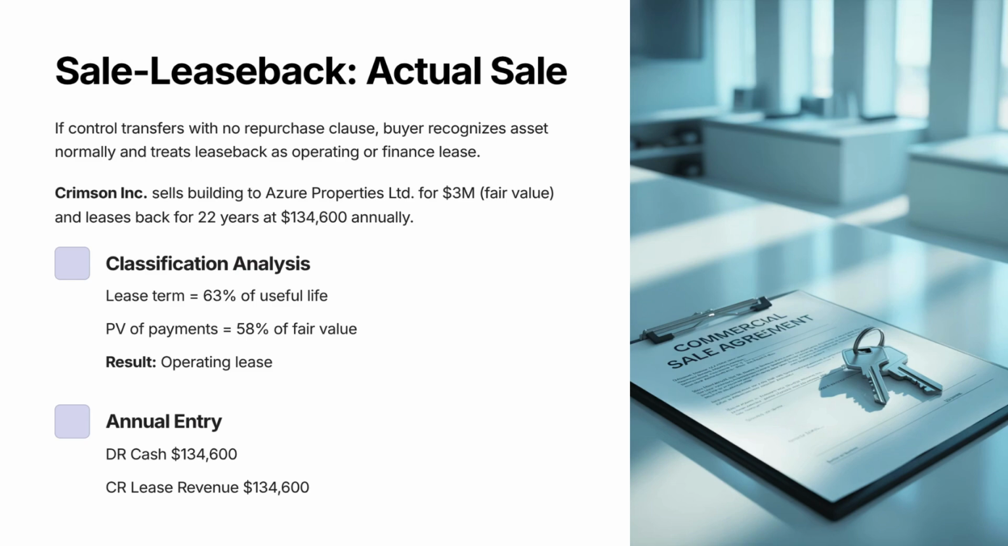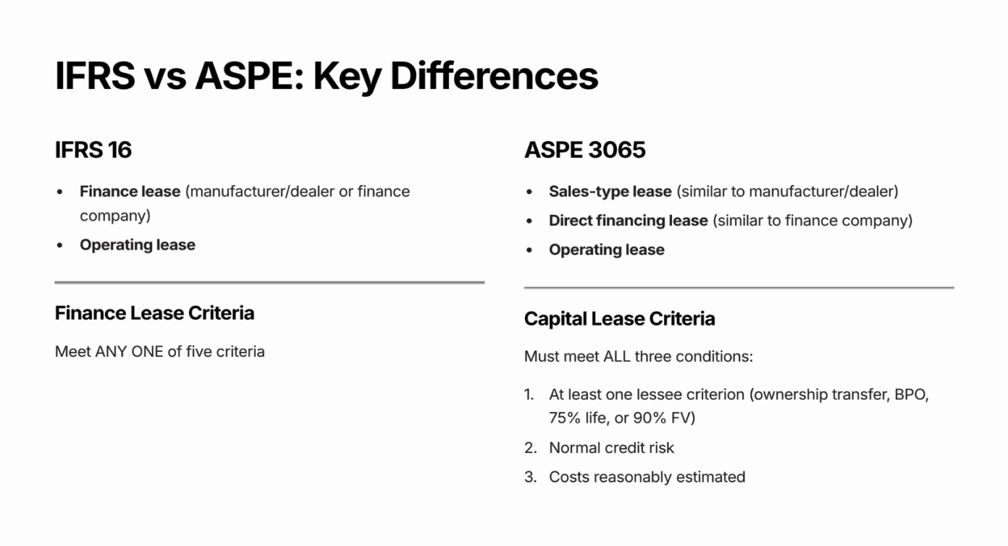Example, Crimson Inc. sells a building to Azure Properties Limited for $3 million, which equals fair value, and leases it back for 22 years at $134,600 annually. The lease term is 63% of the building's useful life, and PV of payments is only 58% of fair value. So this is an operating lease. Each year, Azure recognizes debit cash $134,600, credit lease revenue $134,600.